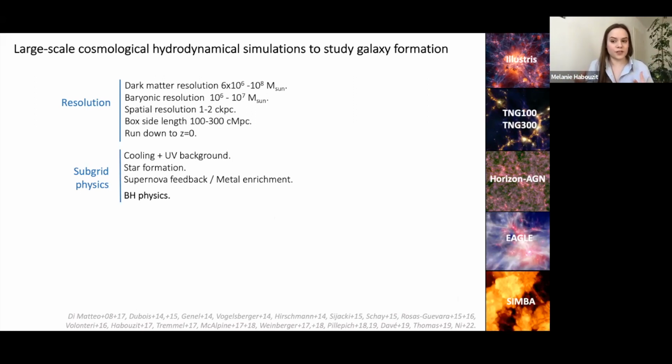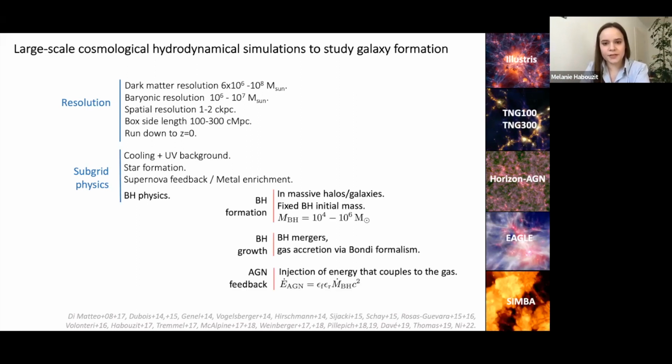So of course, with the simulations, we don't resolve everything. So we have to rely on what we call subgrid physics to capture baryonic processes happening at very small scales, so below the galactic scales. This would be the case for star formation, the way we model supernova feedback, and the physics of black holes. The physics of black holes is divided in three categories.